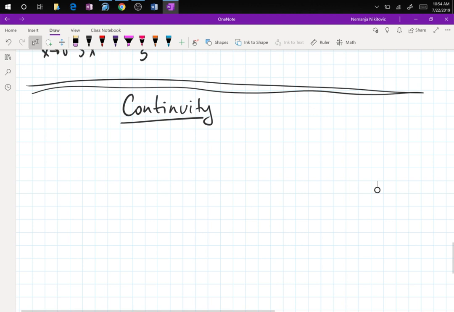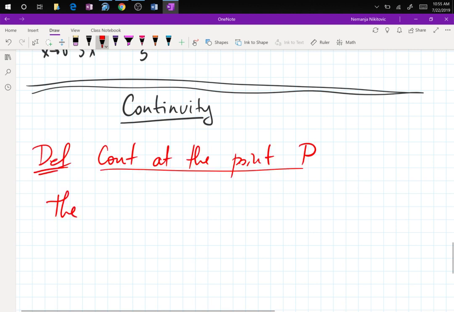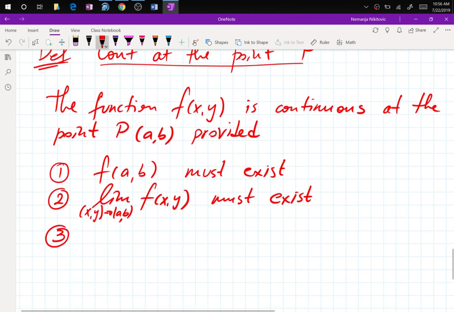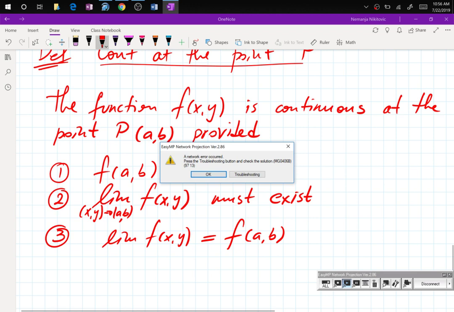So the first thing is the definition of continuity. The function goes to (a, b). There are three requirements: number 1 is equal to number 2, and that needs to give us the answer what f of (a, b) says.